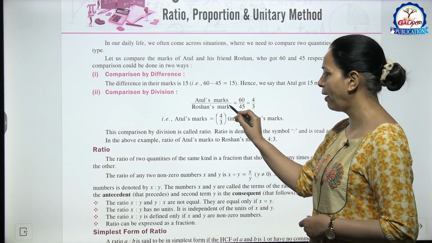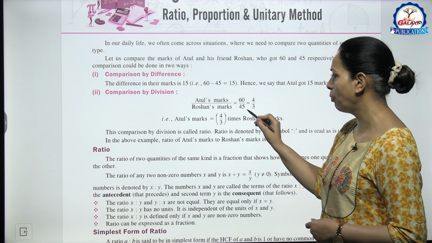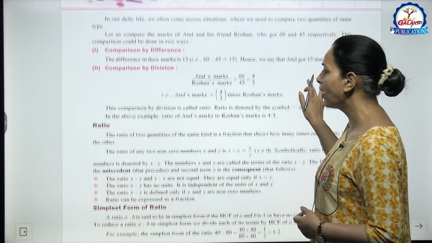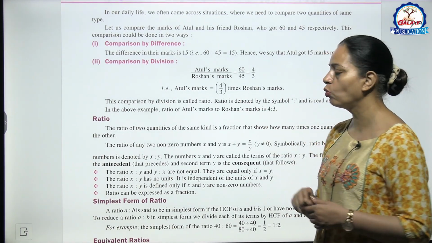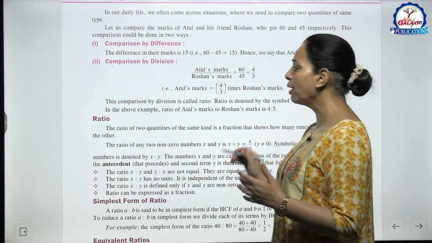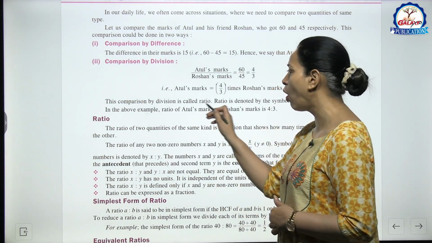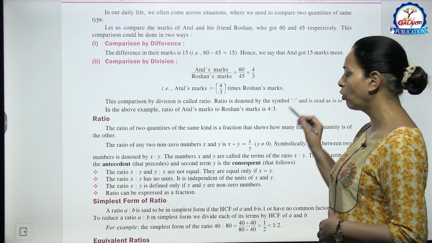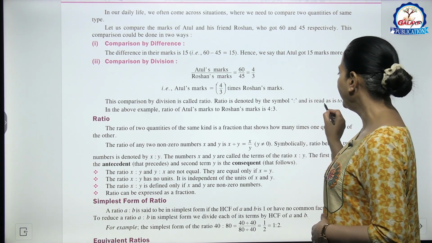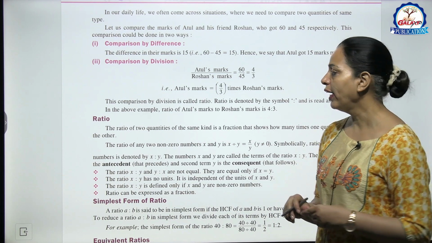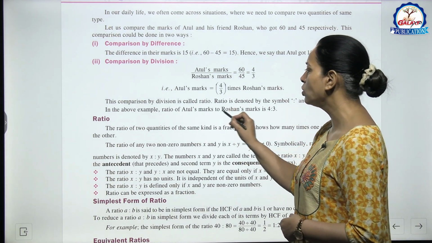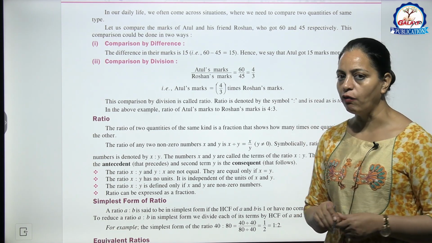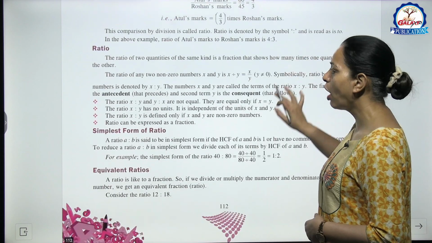Atul's marks divided by Roshan's marks means 60 upon 45, which is 4 upon 3. We can say Atul's marks are 4 by 3 times Roshan's marks. So this comparison by division is called ratio. Ratio is denoted by the symbol colon, two dots, and it is read as 'is to'. In the above example, the ratio of Atul's marks to Roshan's marks is 4:3, right?